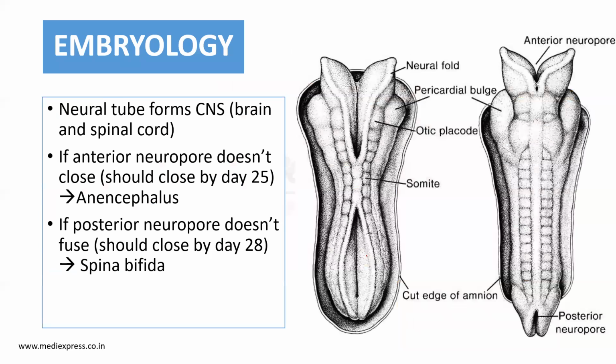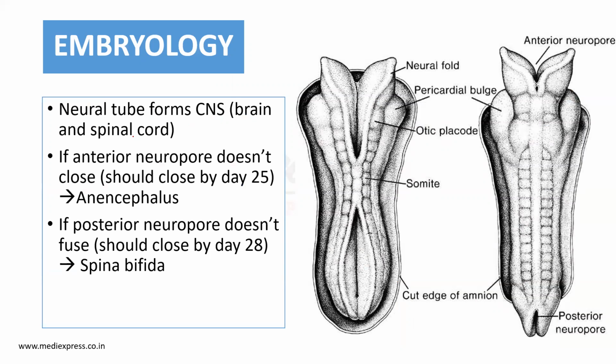Okay. So coming to the embryological part. This is very important. This was asked in many AIPGT exams. So the first one is the neural tube. Neural tube forms the CNS. Remember, neural tube forms the CNS, that is the brain and the spinal cord.